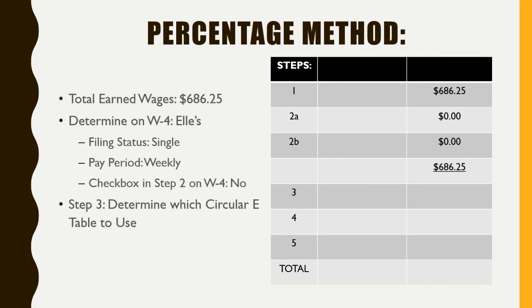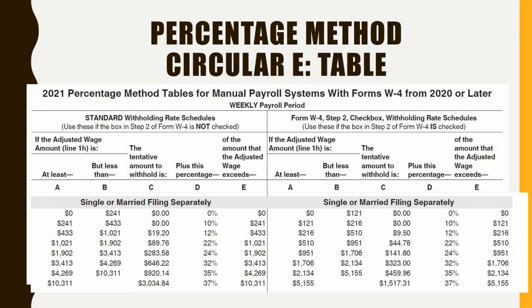Her pay period is weekly, and since she's only having one job, checkbox number 2 is not checked. That's important because you need to know which side of the table to use. So we're going to determine which Circular E table to use. In this case, we found the perfect one. We're on the weekly pay period, and she's a single woman.